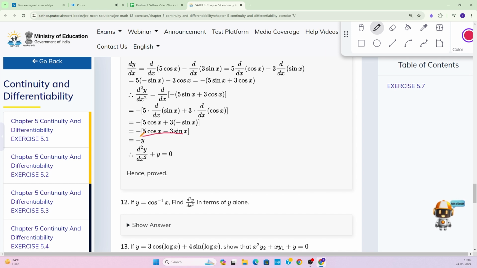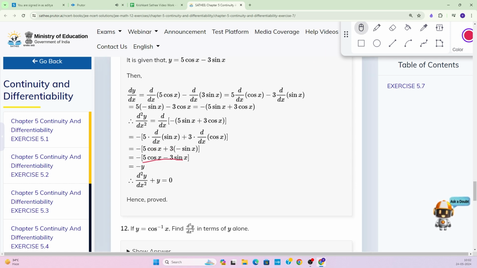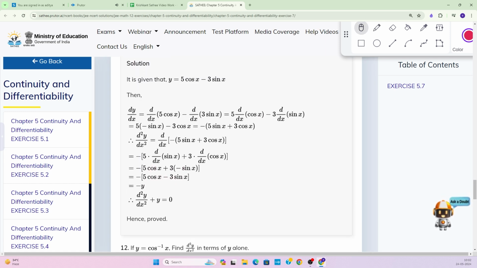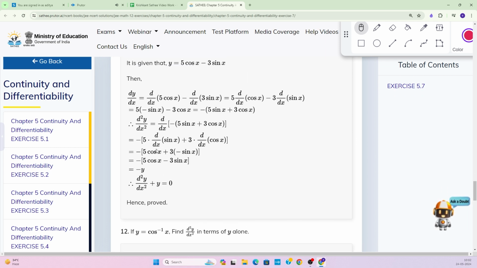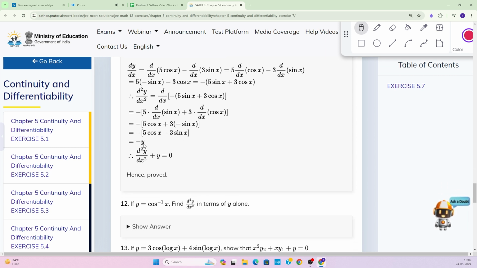As you can see, if you see your expression, y is 5 cos x minus 3 sin x. So this is what is written over here. So the double derivative is equal to minus y. I am taking this minus y to the left hand side, so you will have d2y by dx square plus y is equal to 0. So that's the thing we wanted. Okay, so hence we proved. Okay, simple.